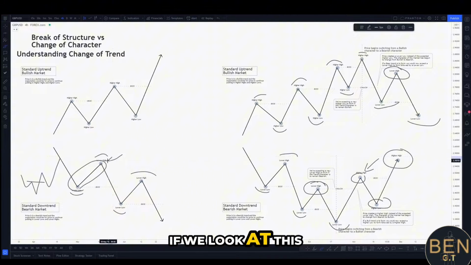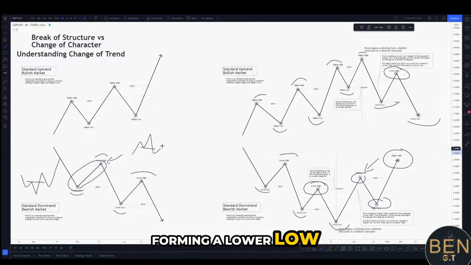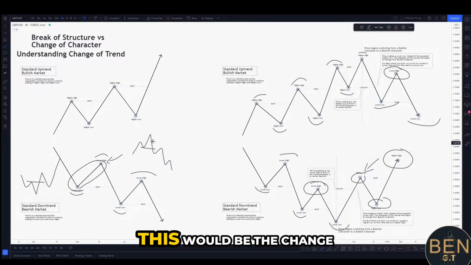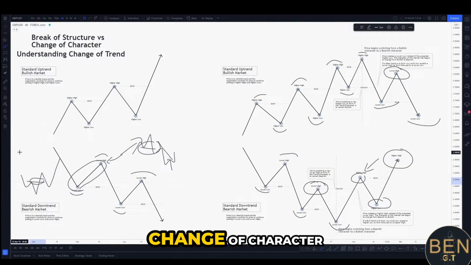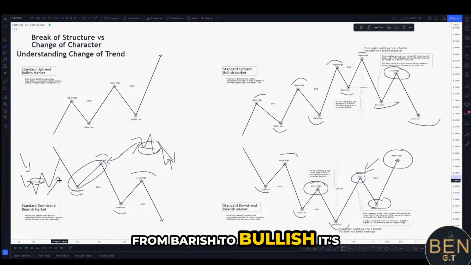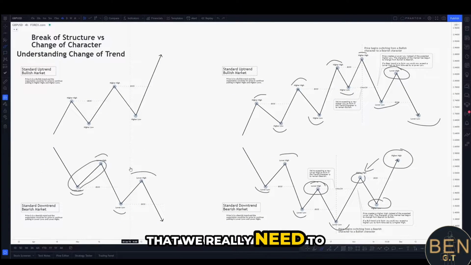And then again, if we look at this spot where we form the lower high and then start to form our lower low, we would see the 15-minute or a lower time frame creating higher highs and higher lows. Then price would break to the downside, breaking the previous higher low, forming a lower low, and then continue to move to the downside. This would be the change of character from bullish to bearish, and this would be the change of character from bearish to bullish. It's as simple as that, but it's an incredibly powerful concept that we really need to understand.